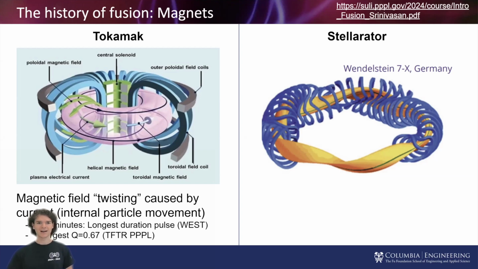Some stats. In a tokamak, you actually have current that twists your magnetic field and helps your particles stay within the device. The longest pulse that has been created in a tokamak was in a device called WEST, and that was about 6 minutes. The largest Q, and sorry, again, we haven't talked about Q yet, but this is like energy gain, has been 0.67. So one would be net more energy out than in. We'll talk more about Q factor in just a bit. And that was by TFTR from the Princeton Plasma Physics Lab.